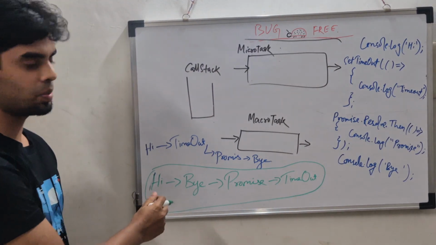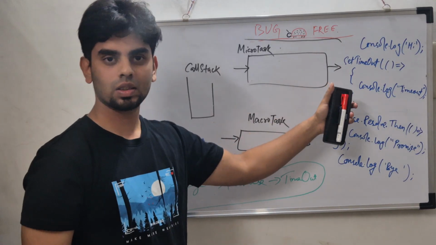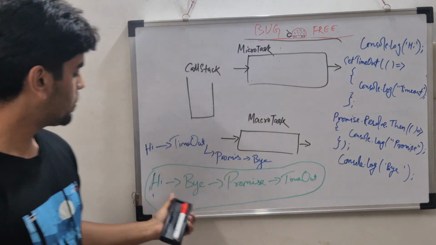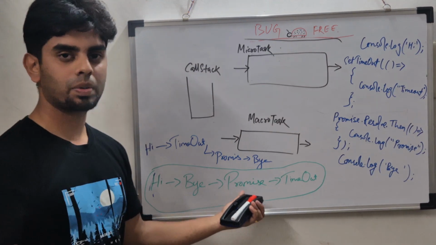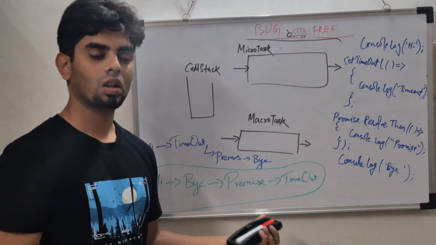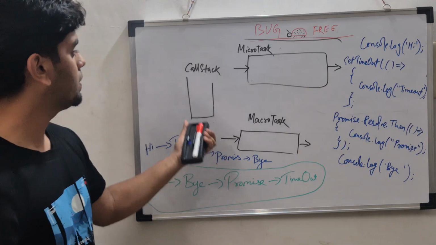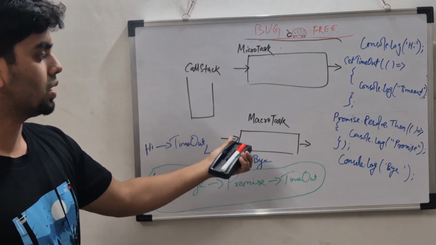So this is the actual output. If this code is executed in the JavaScript compiler, the output will come like hi, then bye will get printed, then promise will get printed, followed by the timeout. How is this getting printed? Let's see with this call stack, microtask and macrotask things.